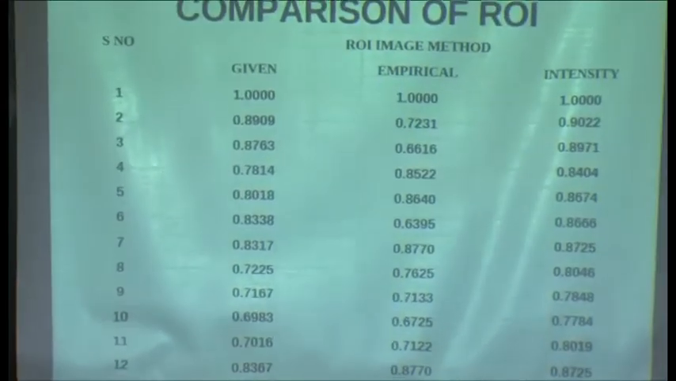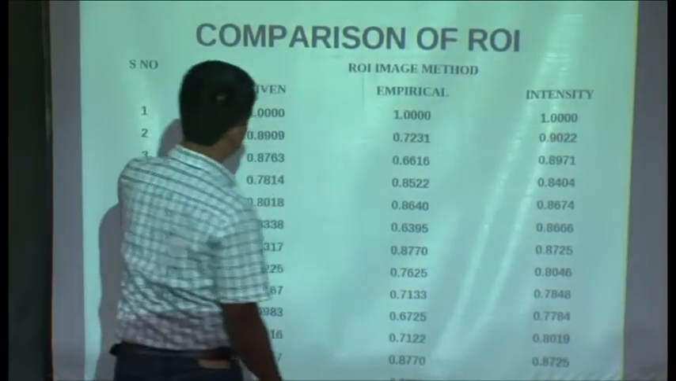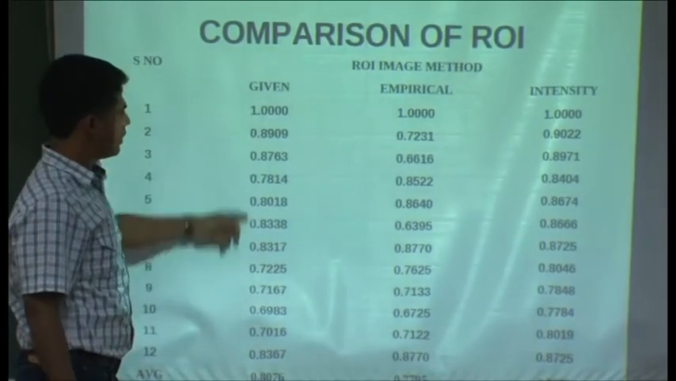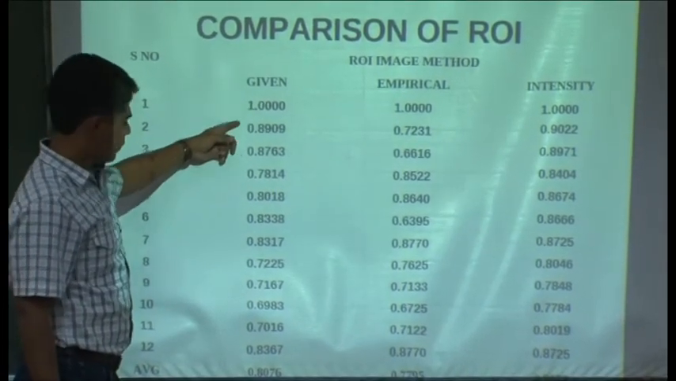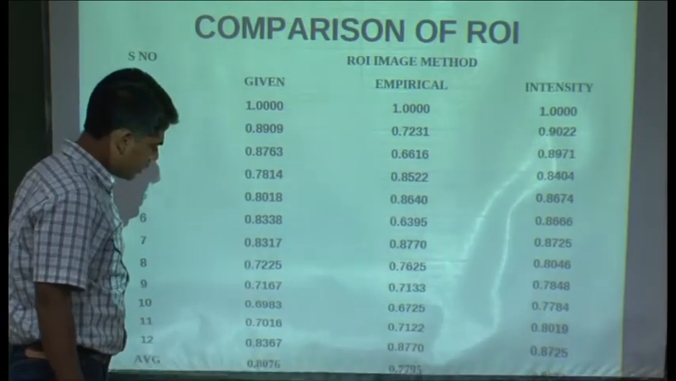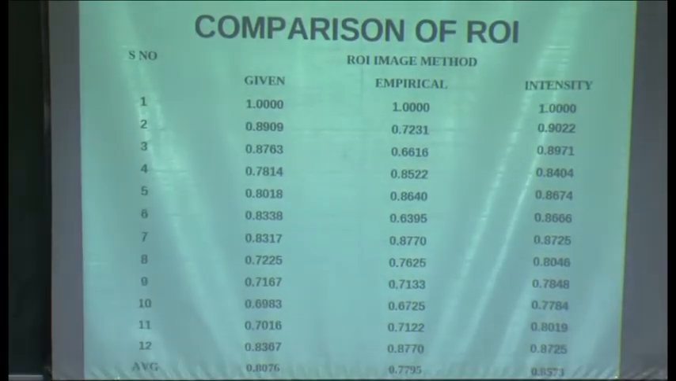In each set there are 12 images. What we have done is taken the first image as a template and computed the correlation with the other 11 images, including itself. And for the first set we got an average of 0.8076.